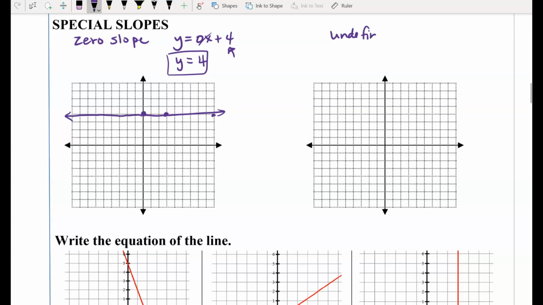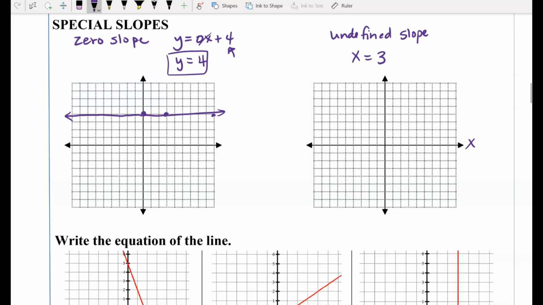The other special case is an undefined slope. If the slope is undefined, it means that we're trying to divide by 0 for our rate of change, and you know that we can't divide by 0. Now in an equation that looks like x is equal to a number, we'll say x is equal to 3. So I don't have any y values specified in this equation. I only know that x is 3, which means x is always 3.